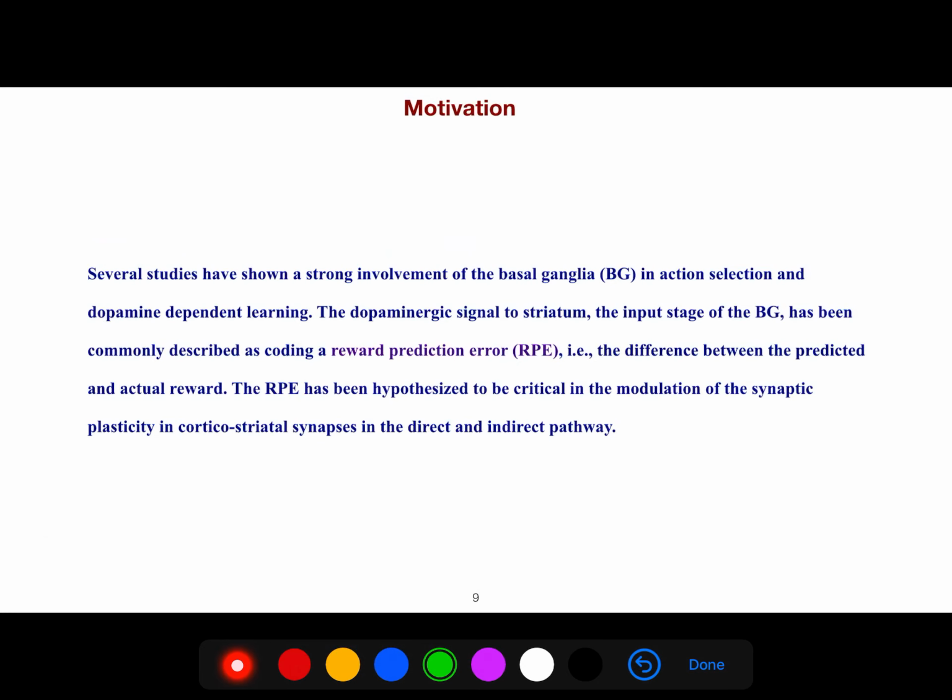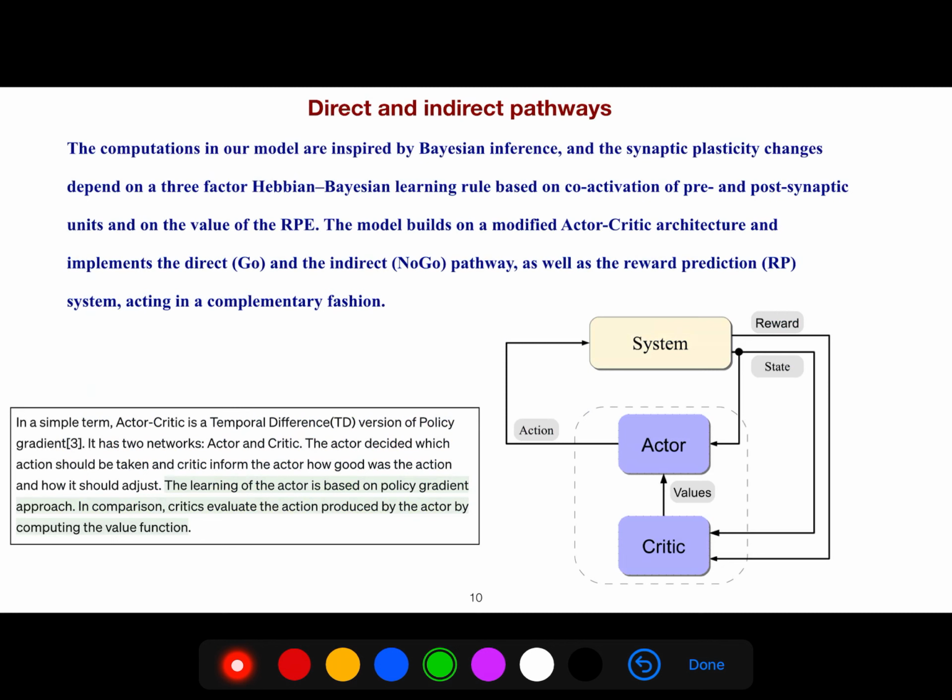So there are several studies that have shown strong involvement of basal ganglia in action selection and dopamine-dependent learning. The dopaminergic signal to striatum, the input stage of basal ganglia, has been commonly described as coding a reward prediction error, the difference between predicted and actual reward. The reward prediction error has been hypothesized to be critical in the modulation of synaptic plasticity in corticostriatal synapses in the direct and indirect pathway. So this is the direct and indirect pathway.